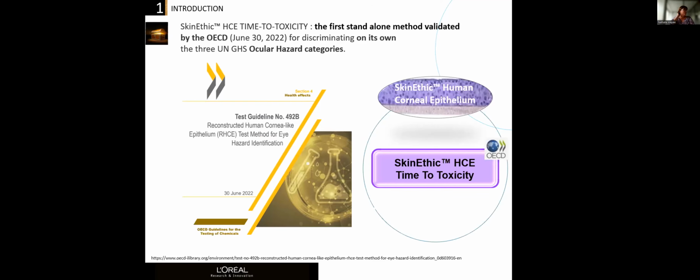What I will talk about today, focusing more on it, is a new method that was submitted to the OECD last year and gained regulatory acceptance as a standalone test method for discriminating on its own the three UN GHS categories, namely category 1, category 2, and no category, as was described by Dr. Barroso just before.